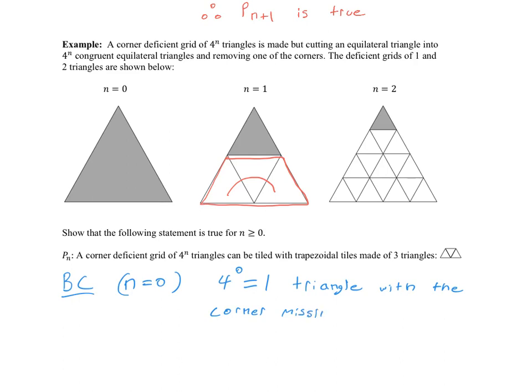Okay, and when the corner is missing, there's only one shape there. It is already tiled. So the base case is basically done for us. One triangle with the corner missing looks like this, and it is tiled. Okay, so the base case checks out. We can move on to the inductive step.